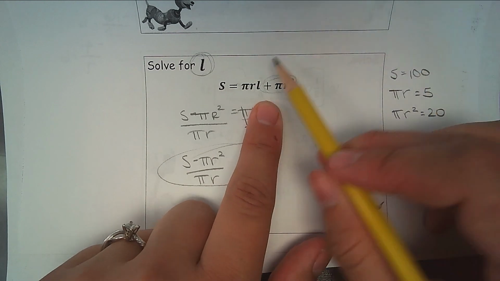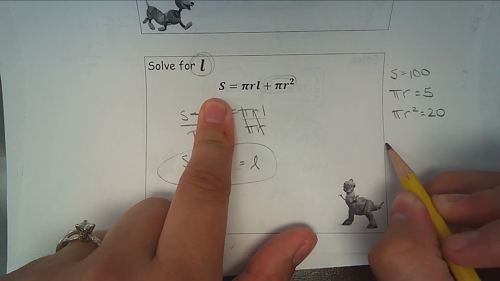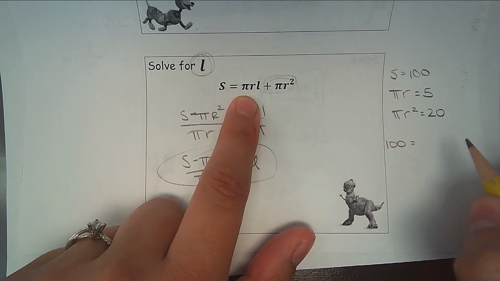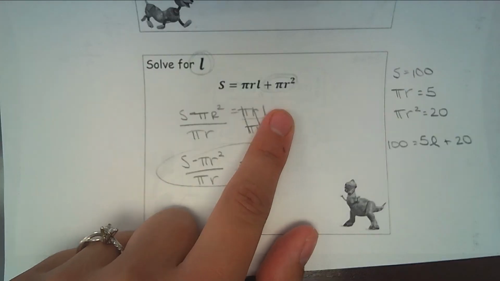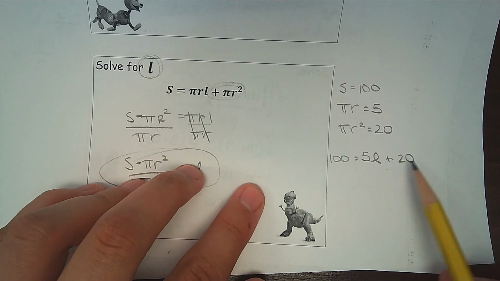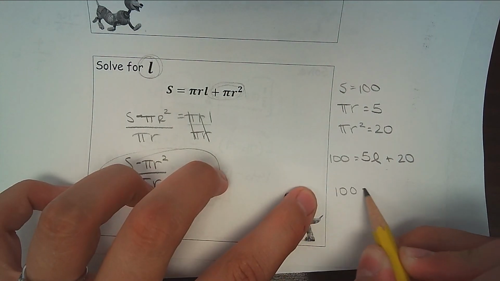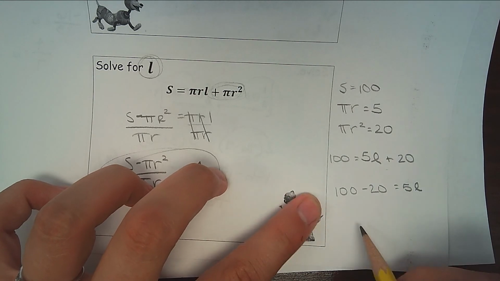So now I'm going to plug these random values that I just set into this. So we said S is 100. We said pi r is 5. And pi r squared is 20. And now if I was going to solve this, well, we know we would just subtract the 20. And then I would divide everything by 5.